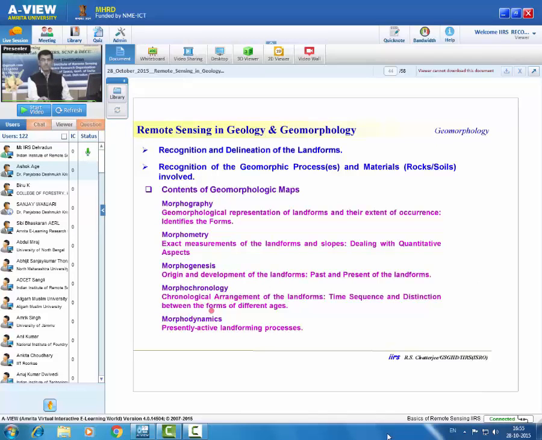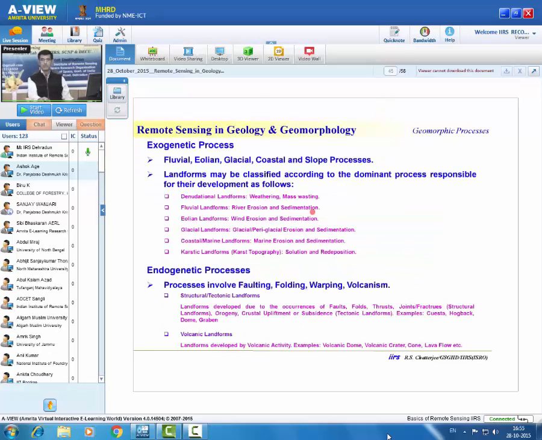And morphochronology: there are a number of landforms in this particular area. What is the chronological arrangement, the time sequence, and distinction between the different landforms at different ages? And finally, morphodynamics. What is the dynamics of the landform, particularly the active landform processes? So all those things together we need to understand. Then only the contents of the geomorphic maps will be clear to us, and then we can prepare nice geomorphic maps if we understand what should be the contents of a geomorphic or geomorphologic map.